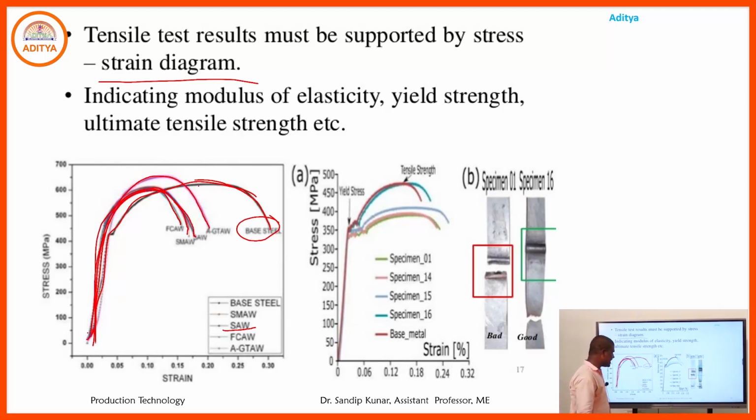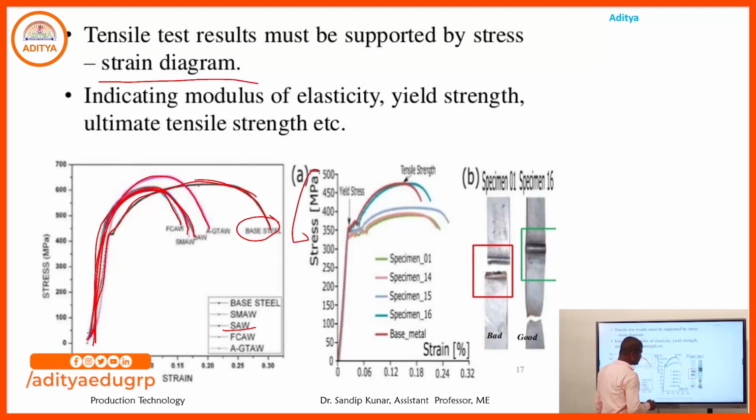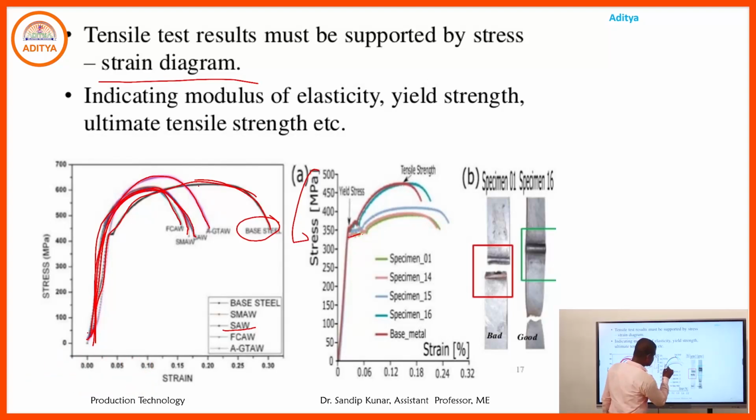Here also we are seeing the stress in MPa and the strain in percentage. Here we are seeing specimen 0, specimen 1, and that line shows the stress strain diagram. Another specimen 14 is that line, specimen 15, and specimen 16 is that line. And the base metal is this line.